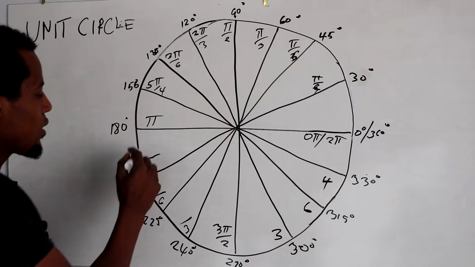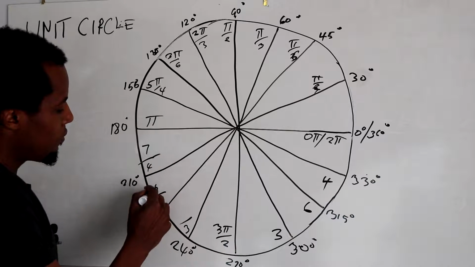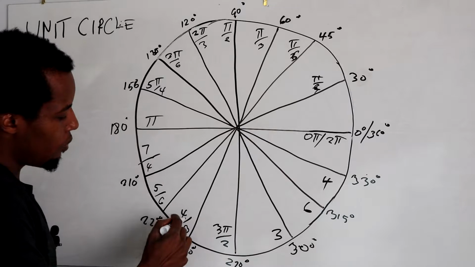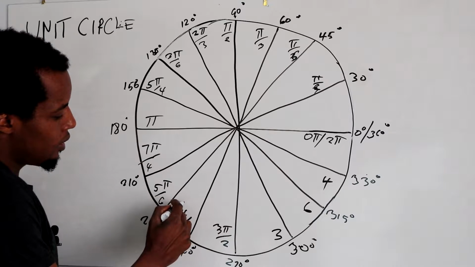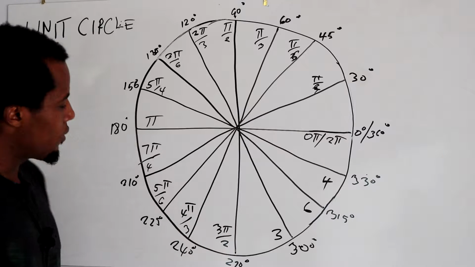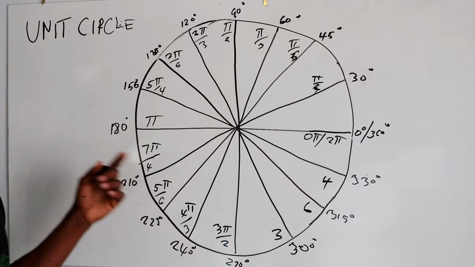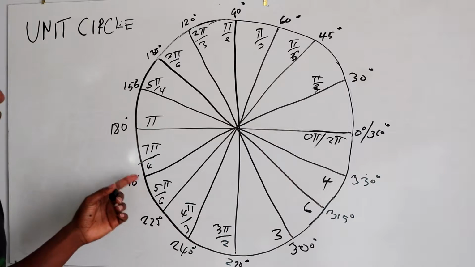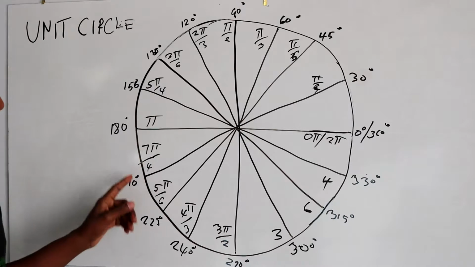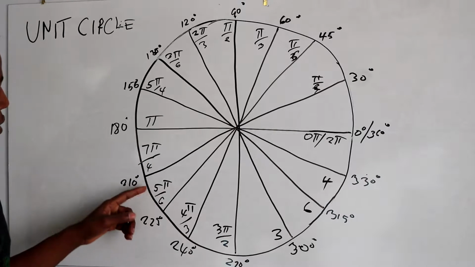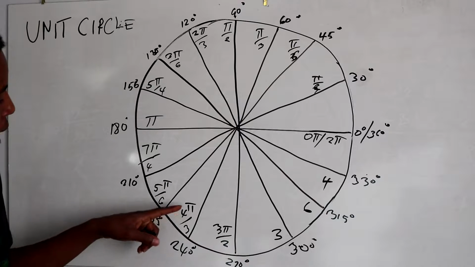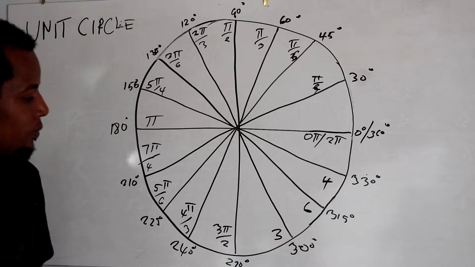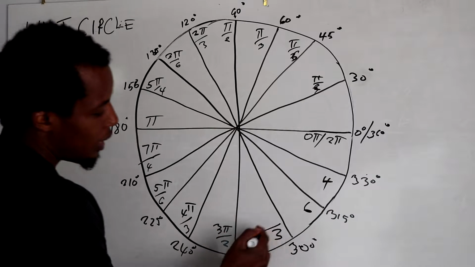Here is the way I've memorized it. I said 7, 5, 4, pi. So 180 degrees is pi. 210 degrees is 7 pi over 6, 225 degrees is 5 pi over 4, and 4 pi over 3 is 240 degrees. Then the fourth and the last quadrant.